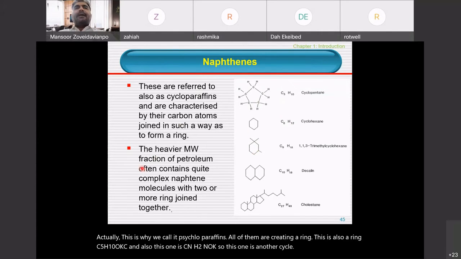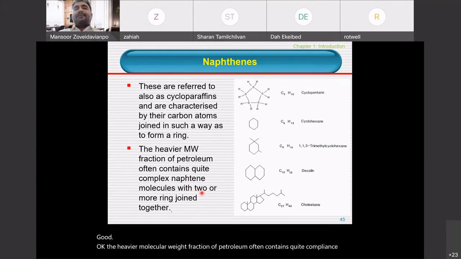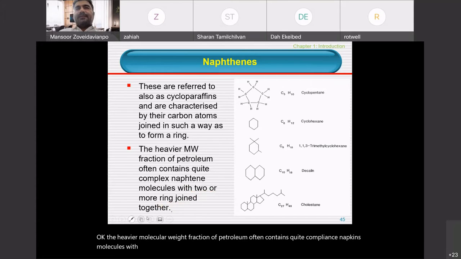So this is another paraffin, the heavier MW. Can you tell me what MW is? Molecular weight. Oh, good. The heavier molecular weight fraction of petroleum often contains quite complex naphthene molecules with 2 or more rings joined together. As you see from top to bottom, the number of carbons increases, and subsequently the cycles also increase.